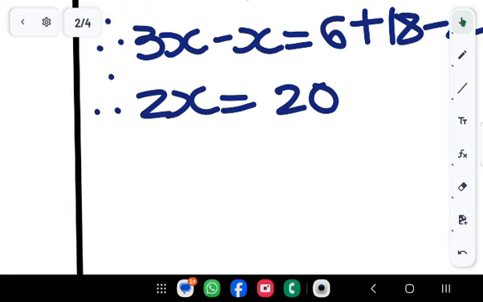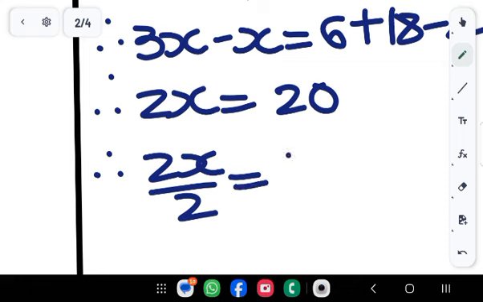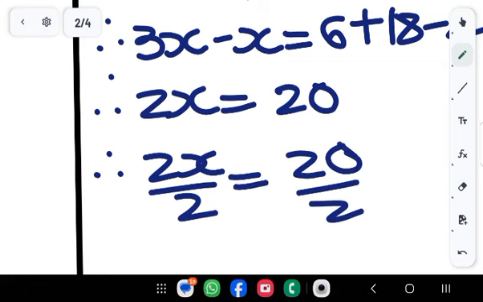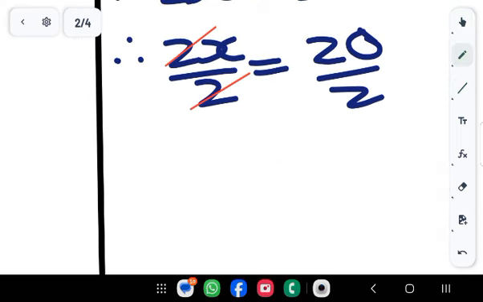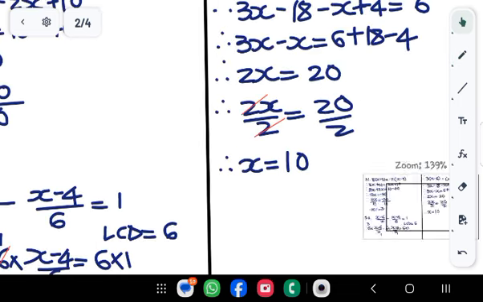And now you divide both sides by 2 to get rid of the 2 so that you can have x on its own, because that's what we're looking to solve. So the 2s cancel out. On the left-hand side, you've got x, and then 20 over 2 gives us 10, and that is your answer.